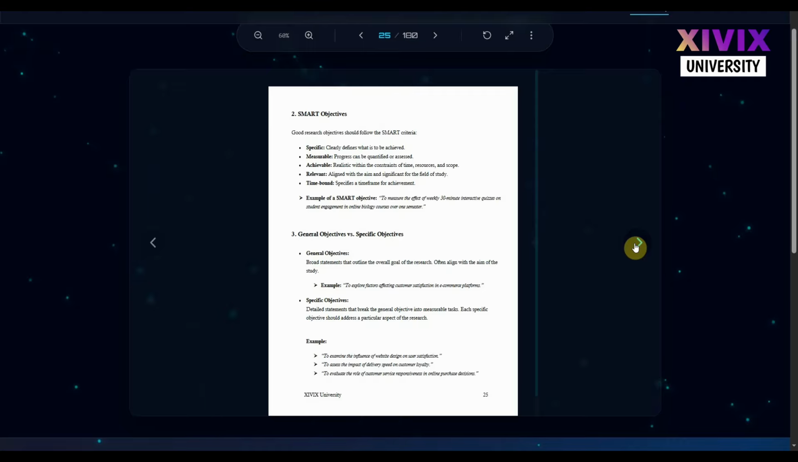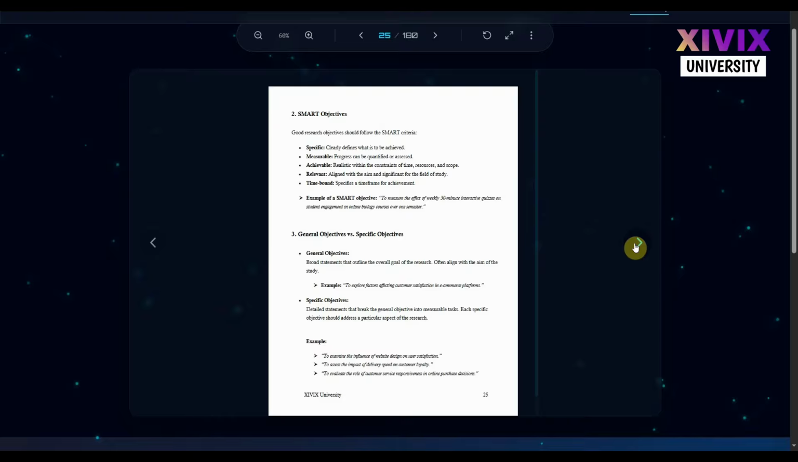And also you need to know the difference between general objectives and specific objectives. So basically, general objectives are broad statements that outline the overall goal of research. For example, to explore factors affecting customer satisfaction in e-commerce platforms. On the other hand, we have specific objectives. You can think of a specific objective as the deconstruction of a general objective into manageable pieces.